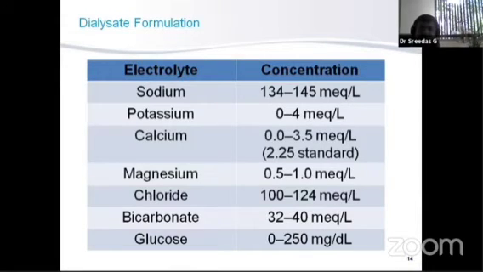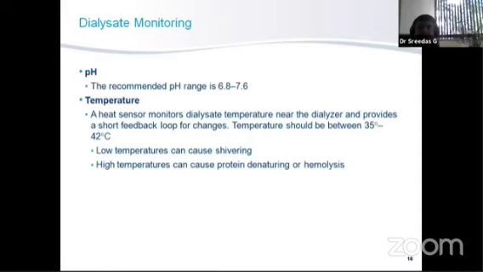These are the ranges. And when we come to dialysate monitoring, I told you the pH should be physiological, ranging from 6.8 to 7.6. Again, the temperature. I was mentioning the temperature monitoring downstream. Here comes the temperature monitor. The temperature should also be in the physiological range, 35 to 42 degrees Celsius. Low temperature causes shivering, and high temperature causes protein denaturation or hemolysis.